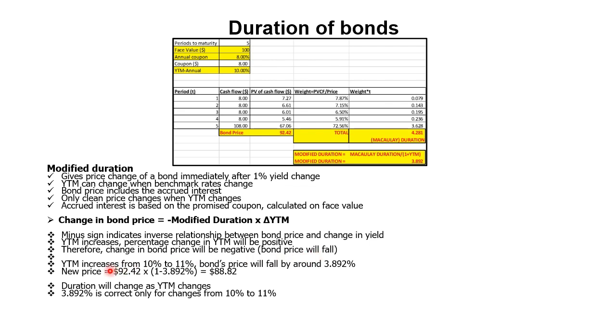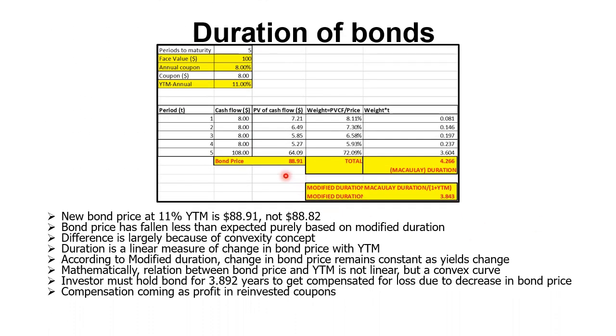For our bond, if the YTM increases by 1% from 10% to 11%, then the bond's price will fall by around 3.892%. That is, the bond price should move from $92.42 to $92.42 into (1 minus 3.892%), which is equal to $88.82. Note that the duration will change as the YTM changes. Therefore, this figure of 3.892% is correct only for changes from 10% to 11%. That is, the bond price should fall to $88.82.